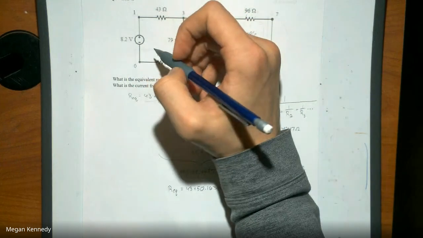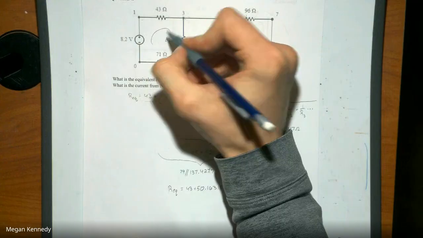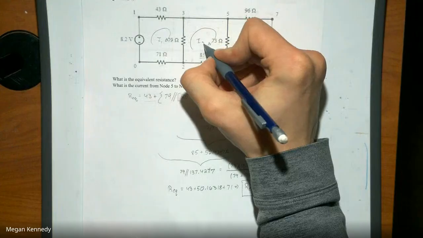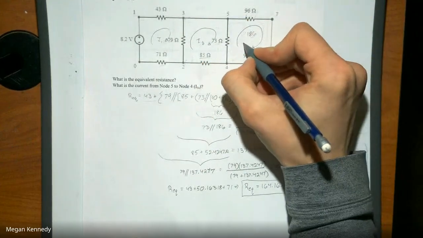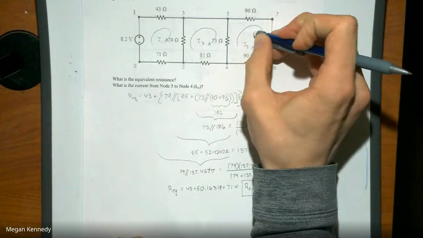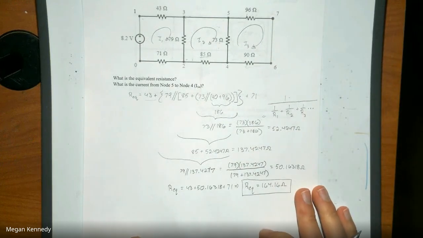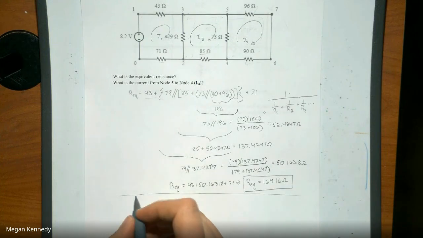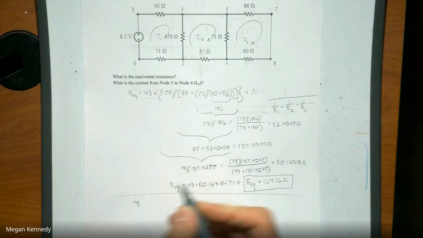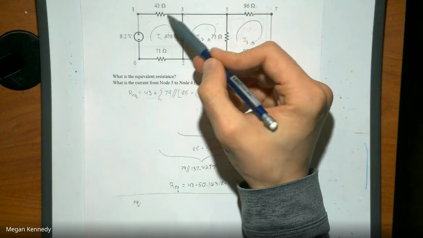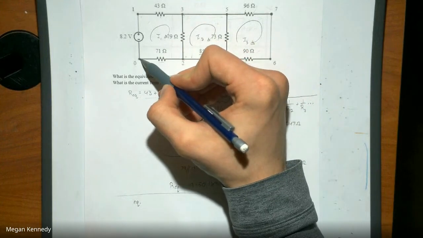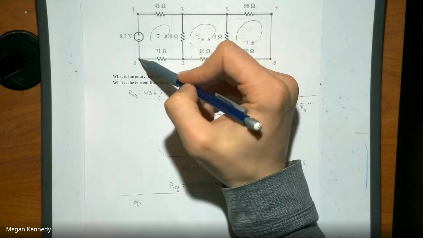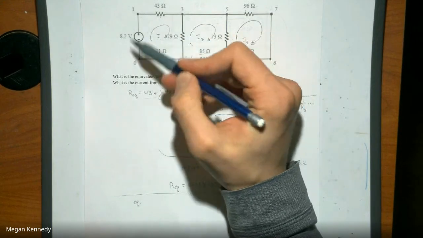So with mesh current, I'm going to define our current loops, I1, I2, and I3. So I can set up my first equation going around loop I1 here. So I generally start in the bottom left corner. You can start whichever you would like, as long as you remain consistent. So I tend to start in the bottom left corner, then I go around clockwise.